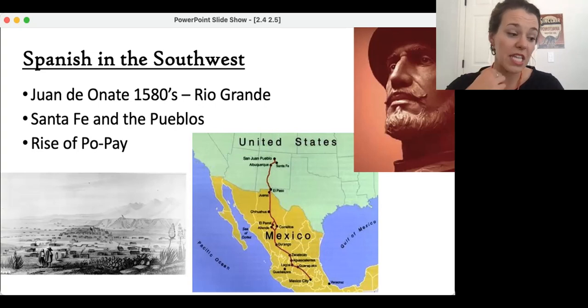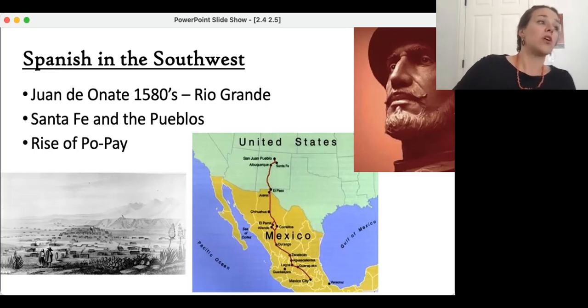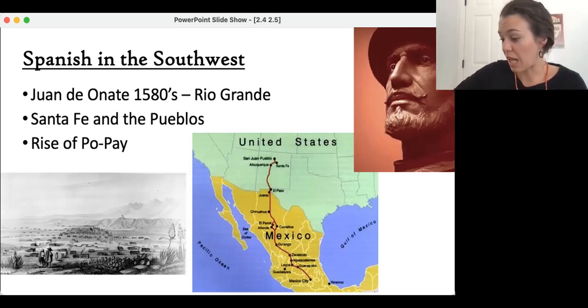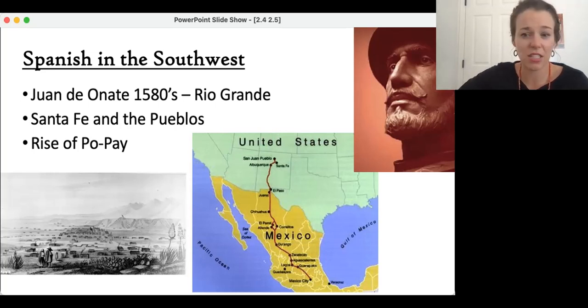So this sort of Spanish brutality is not uncommon. We will start to see over time as the Spanish realize we can't just keep doing this, they will cooperate.